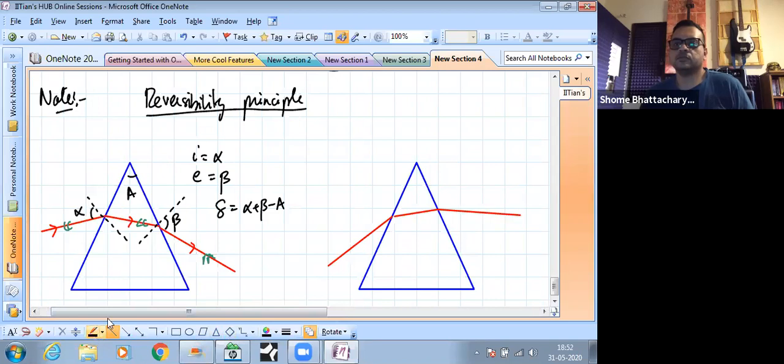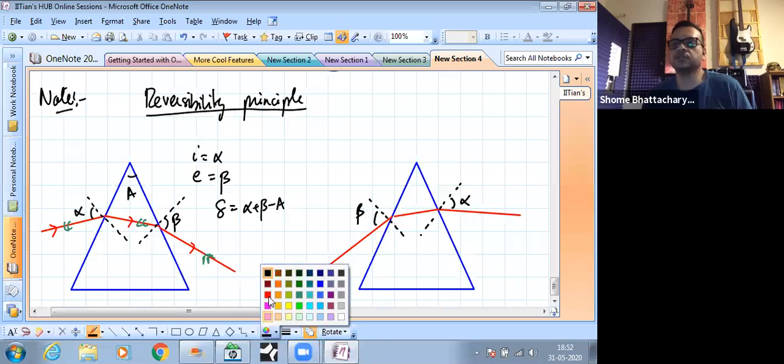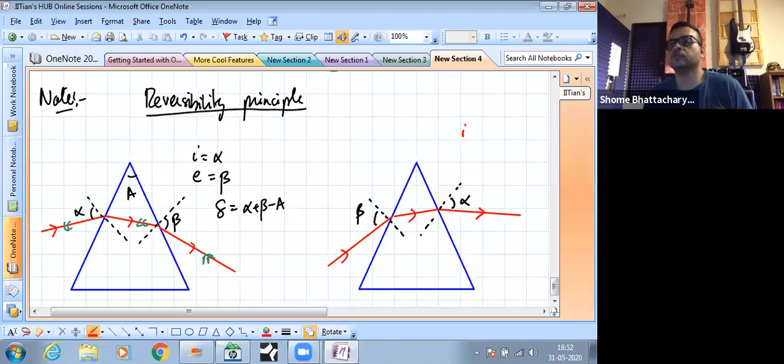So in this diagram now, suppose whatever this angle was, this is now this angle. Then automatically what will happen is the angle of emergence will become that angle because of the reversibility principle. So if in this case I is equal to beta, then automatically for the same prism with the same angle of the prism, the same refractive index, E will become equal to alpha, but the deviation will be same as that is. So this is the reversibility principle.